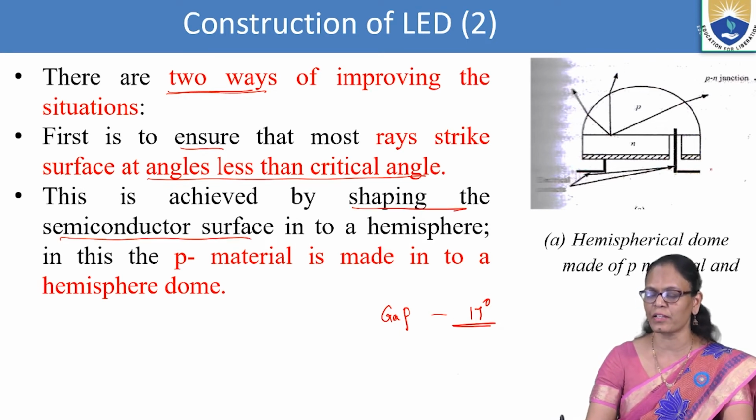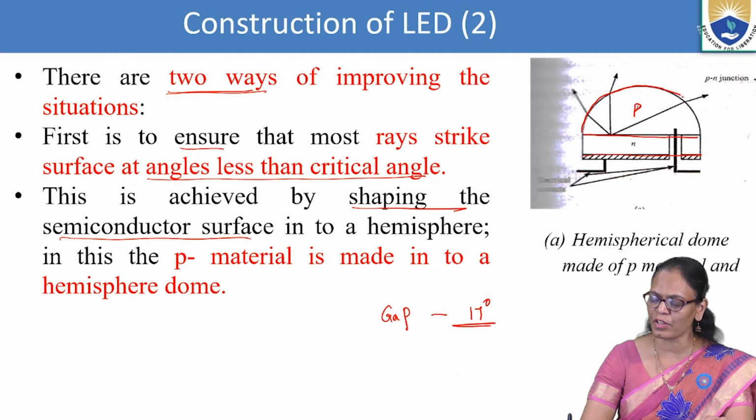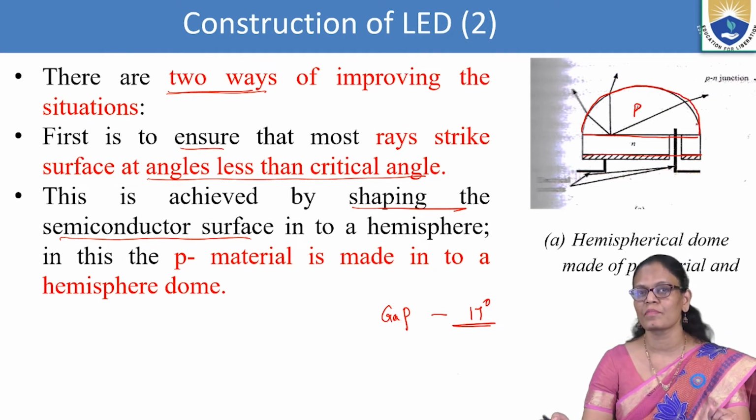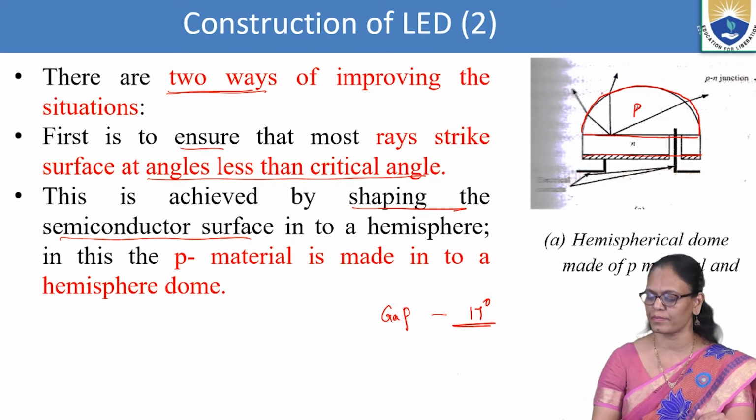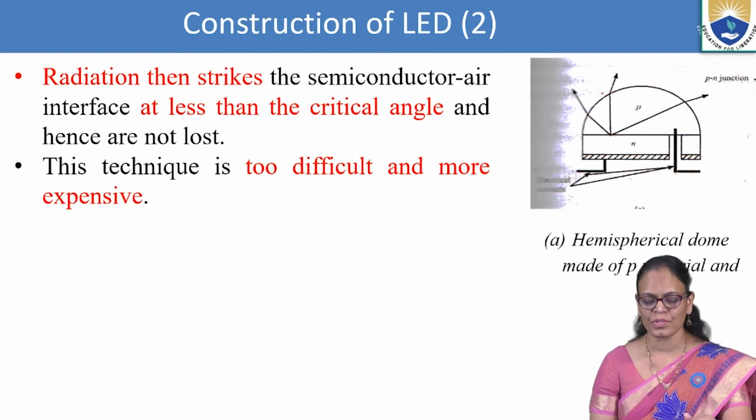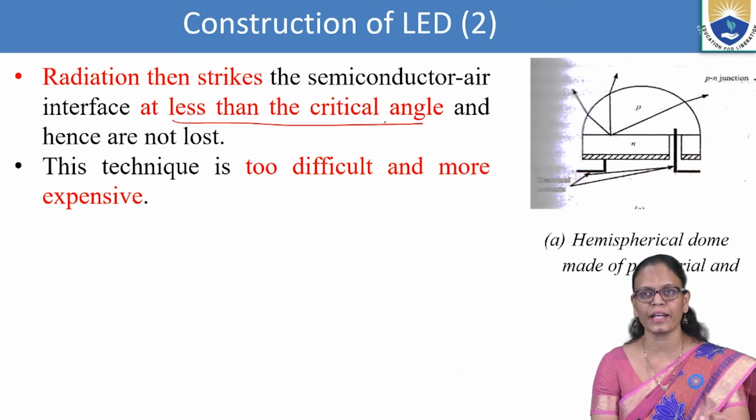If you see the diagram here, we have seen that it is formed by diffusion. When the p-n junction is formed, this is the n-type substrate and this is the p-type, and we are trying to make it in the form of a hemisphere. What will happen if it is made in the form of a hemisphere? The angle at which the rays strike will be less than 17. So the radiation strikes the semiconductor-air surface at an angle less than the critical angle and hence is not lost.